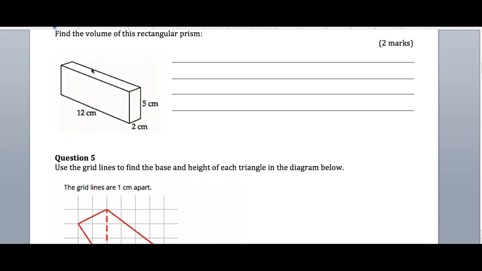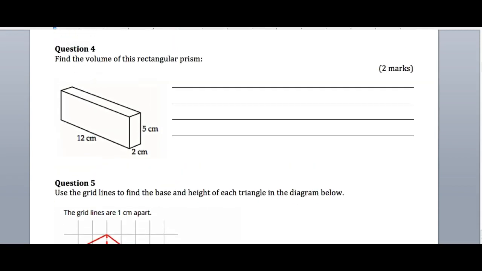Okay, moving on to question 4. So find the volume of this rectangular prism. So the volume of a rectangular prism is length times width times height. Now it doesn't matter which one you call width, length and height because you're multiplying. So I'm just going to put 12 here times 5 times 2. Okay, 12 times 5 is 60. 60 times 2 is 120. You can do that on your calculator.